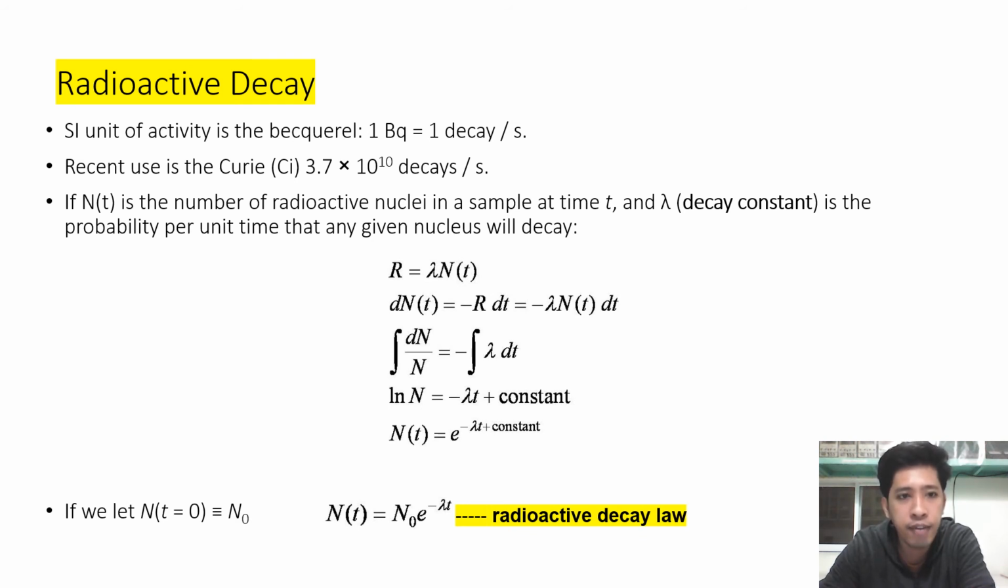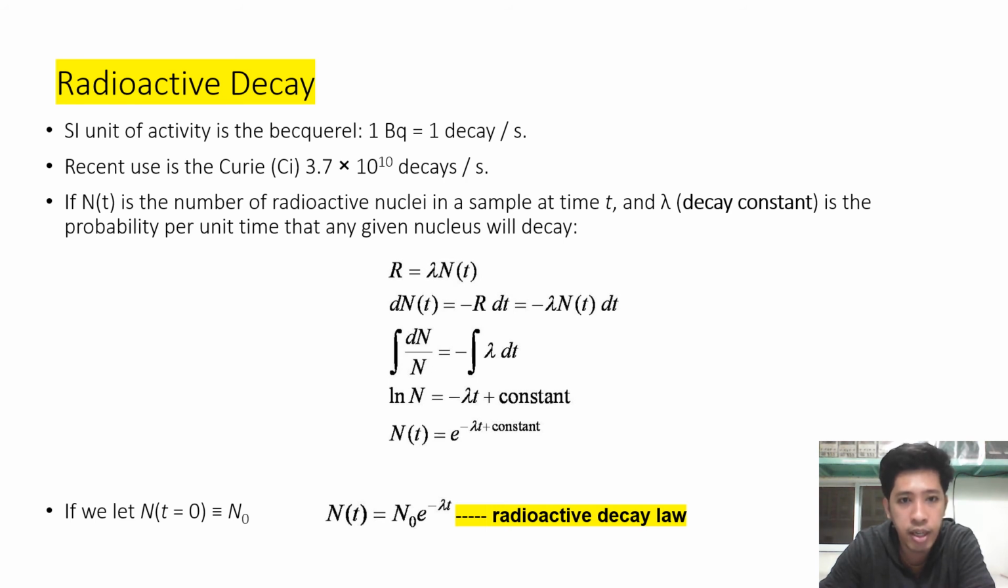Now, if N of t is the number of radioactive nuclei in the sample at time t, and lambda, which we'll refer to here as the decay constant, is the probability per unit time that any given nucleus will decay, then we have the activity R equal to lambda times N of t. And your dN of t is equal to negative R dt. This is just your activity formula. You can now equate this to negative lambda N of t dt.